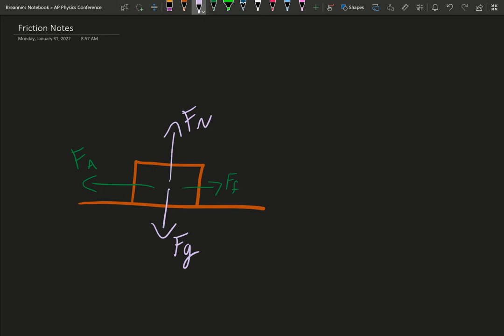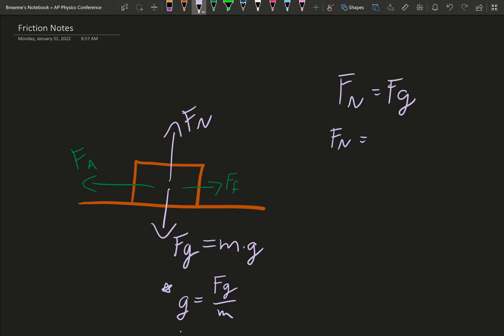In this case, force of normal would equal our force of gravity. We know that force of gravity is always mass times acceleration due to gravity. That's on your formula chart. It's actually written like this, though. That's how it's written on your formula chart. So you know that your force of normal equals mass times acceleration due to gravity.